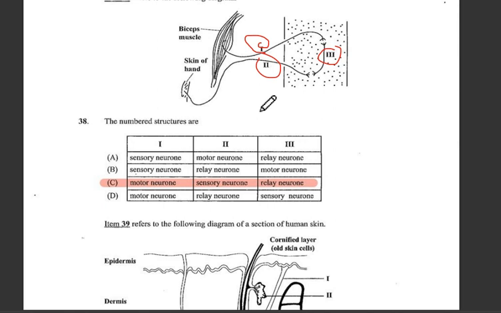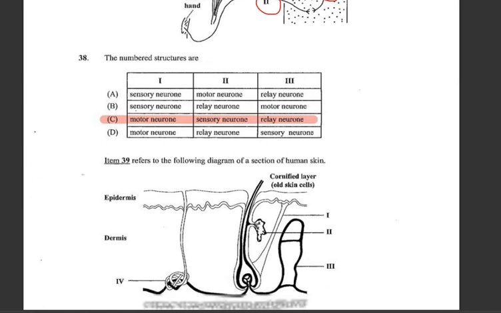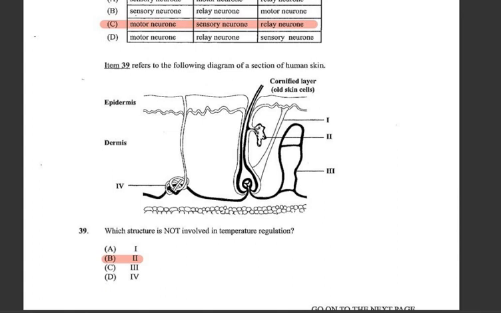Alright, moving along, guys, not spending too much time on one question. Here we have the following diagram of a section of human skin. They are asking which structure is not involved in temperature regulation. And it is structure 2 here, which is not involved in temperature regulation.